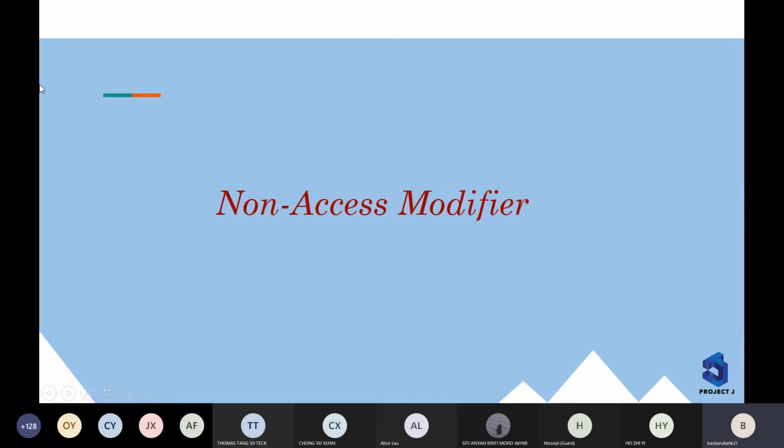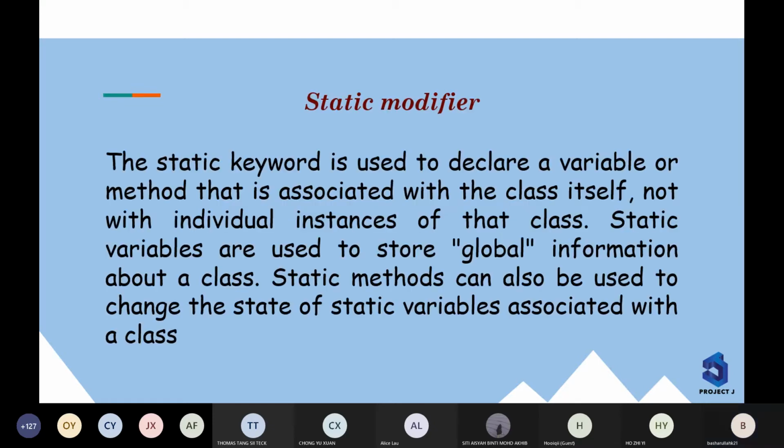So next up is non-access modifier. With non-access modifiers, we can set special properties on a variable or a method, so they have a special function. First is the static modifier. The static keyword is used to declare a variable or a method that is associated with the class itself, not with individual instances of that class. Static variables are used to store global information about a class. Static methods can also be used to change the state of static variables associated with the class.